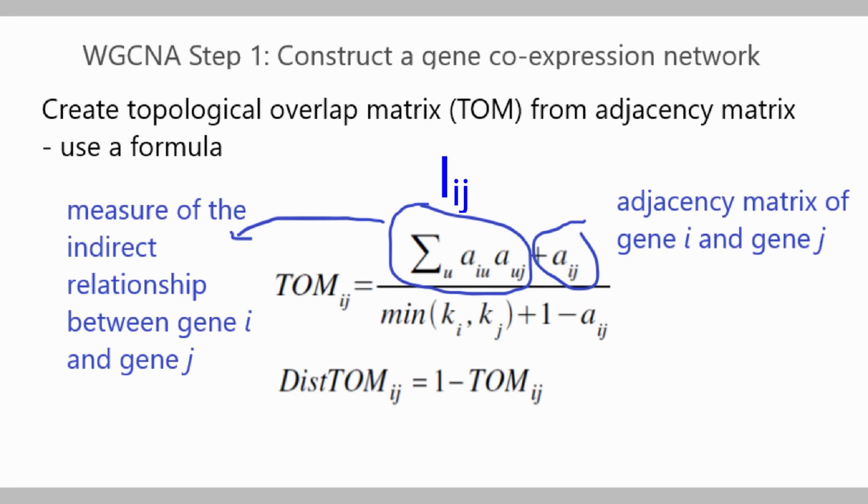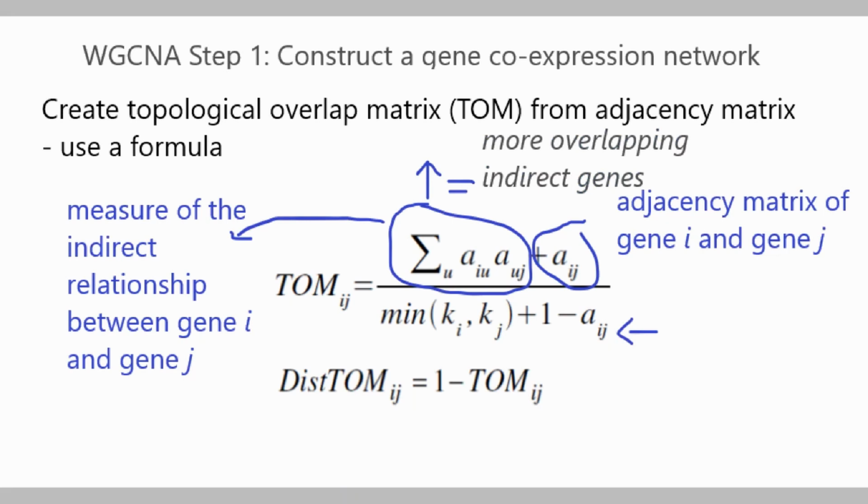And then Lij measures the indirect relationship between gene i and gene j. This is done by multiplying the adjacency of gene i with the other genes and gene j with the other genes, and then adding them all together. So the bigger this value, the more overlapping indirect genes they have. The bottom part is the scaling factor, and then it is easy to calculate the next step, which is dissimilarity among genes. And now we will have a nice metric to represent the relationship of the genes.